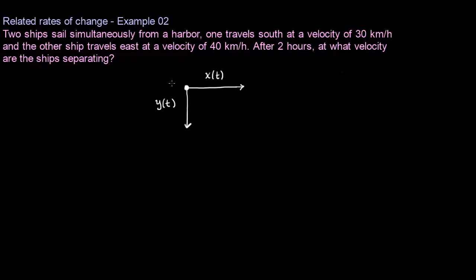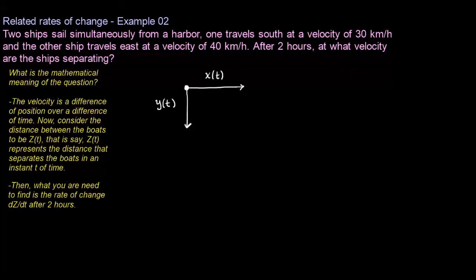Here, the most important thing to start out these kinds of related rates exercises is just by asking what's the mathematical question behind it. How can we translate this to mathematics? So here is a small guide. I'm going to see what is the mathematical meaning of this question. Now, a velocity is a difference of position over a difference of time. We should remember this from the physics courses or previous examples.